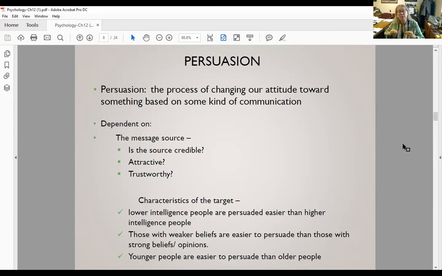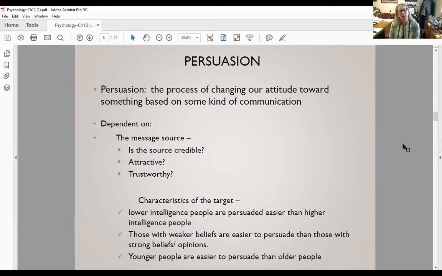One is how credible the source is. The more credible the source, the more persuasive the source will be. The other thing is how attractive the source is. Are they popular? Are they a celebrity? Are they physically attractive? Do we like them? That kind of thing is also going to make it more likely for us to be persuaded.